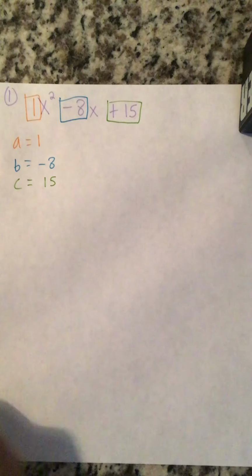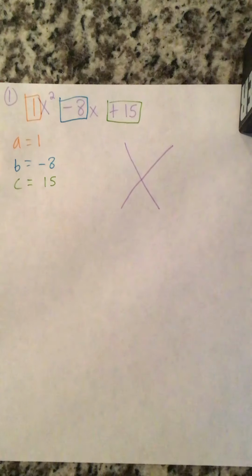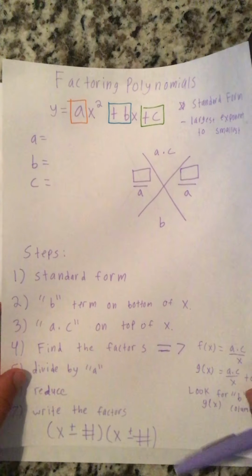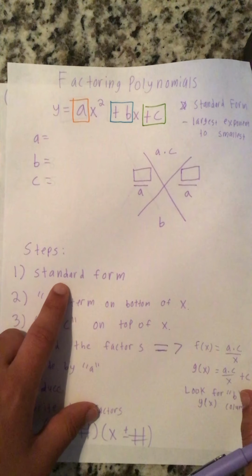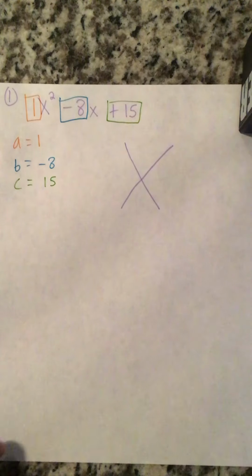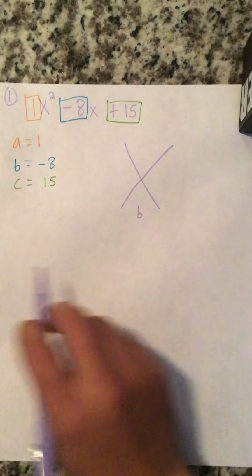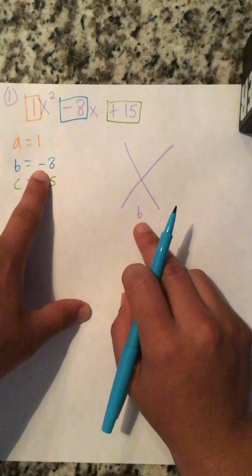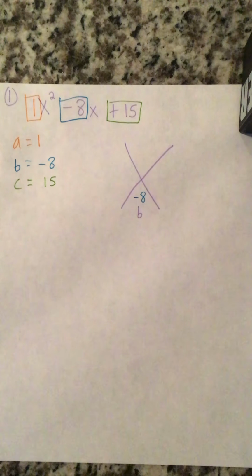Now we draw the x. So I'm going to draw that right over here. Okay, I have my x. If I'm following my steps, let's go back to my steps. We already did standard form, we checked that, we listed them all out. Step 2, the b term goes on the bottom of the x. So at the bottom of my x, I should have a b. But what is my b term? -8. So I'm going to put a -8 here.